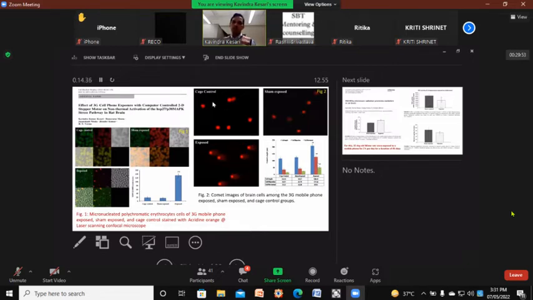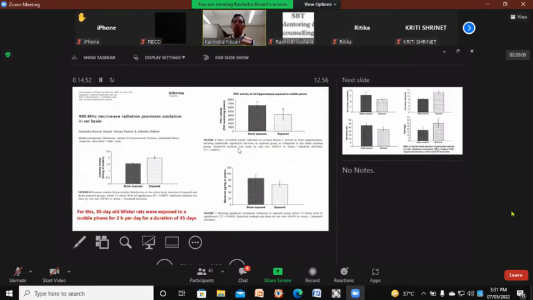And also you can analyze how significant the differences are in the damage. So the first one is control, sham exposed, and then exposed. There is no difference, no damage in the cells in the case control or sham exposed, but in exposed you can see the comet shape of the cells, which represents the effects.